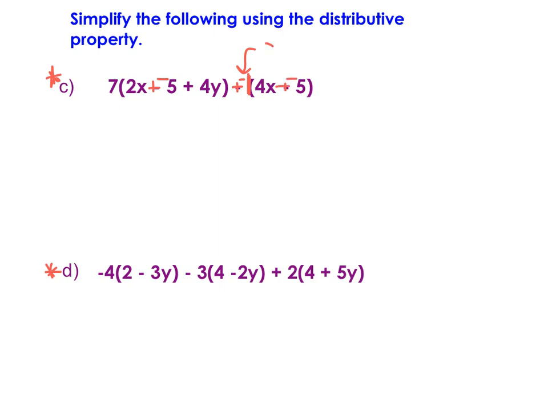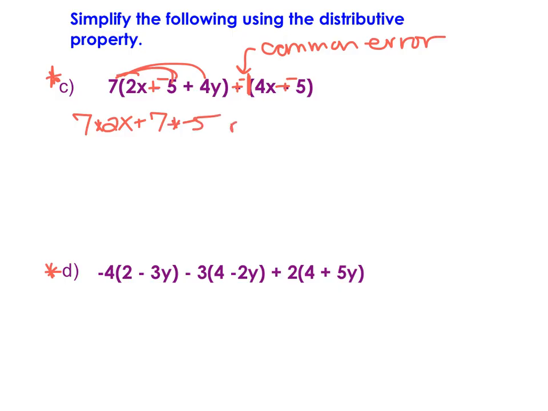This is a common error that students typically make. They miss that -1 in there. So now let's distribute the 7. So we have 7 times 2x plus 7 times the -5 in the middle plus 7 times 4y at the end. Then we'll do plus a negative 1 times 4x plus a negative 1 times negative 5.